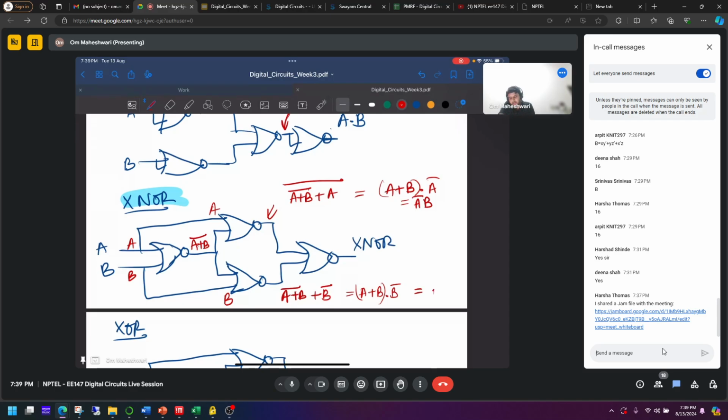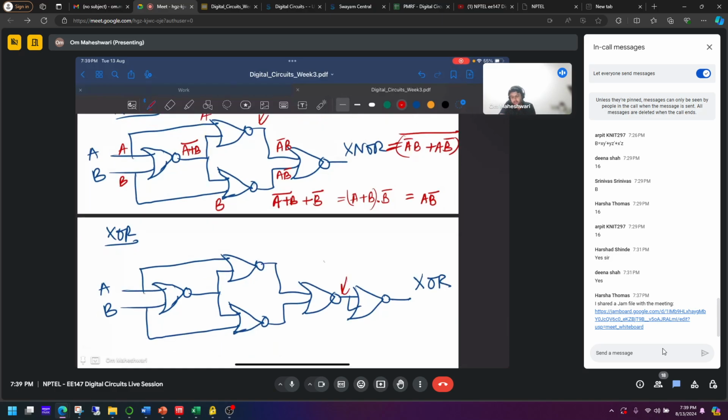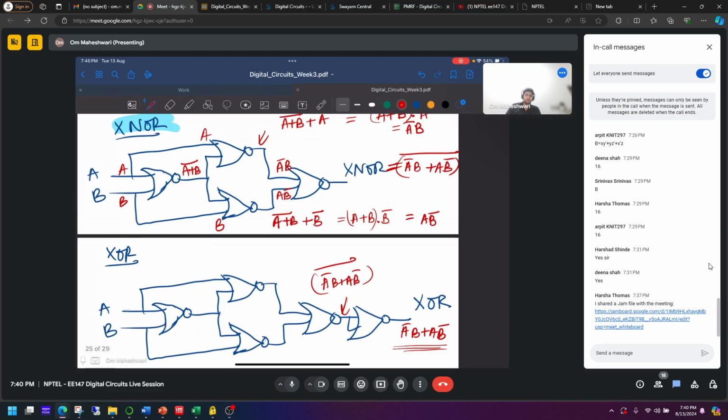This is A B bar. You have A bar B here. You have A B bar here. So yeah, XNOR is A bar B plus A B bar whole bar. Right? This is XNOR. A bar B plus A B bar is XOR. So you have A bar B plus A B bar whole bar here, and you have A bar B plus A B bar here. This is XOR. Expression for XOR gate. Is this clear to all?